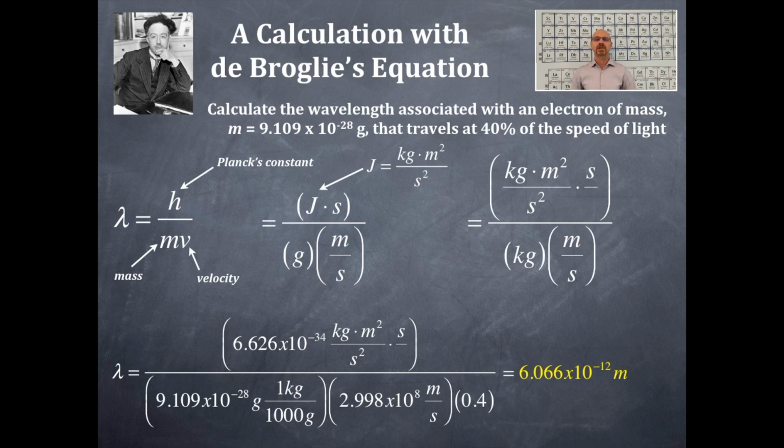We could calculate the wavelength of maybe Superman flying, because Superman has a mass and has a speed. You could calculate the wavelength of a football that is moving, a golf ball that is moving, and even an airplane. Although these wavelengths are really not going to be practical, this equation does allow you to actually calculate those wavelengths.